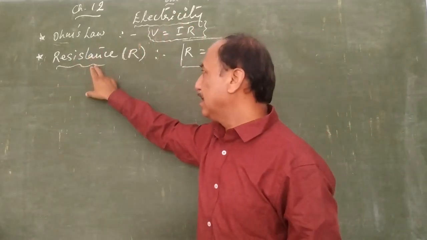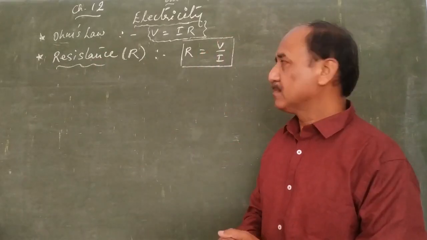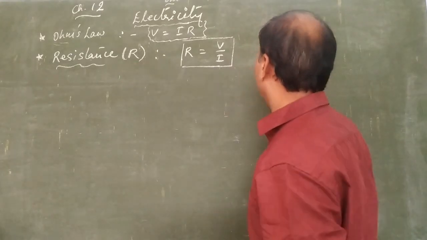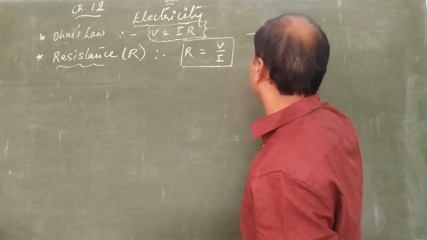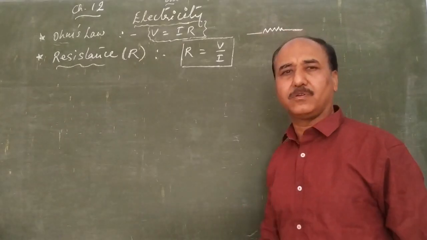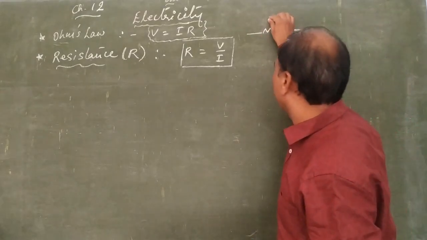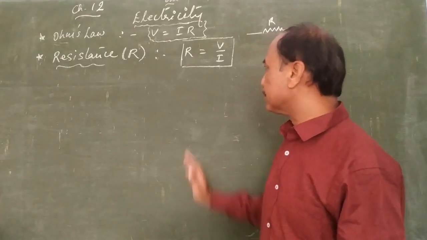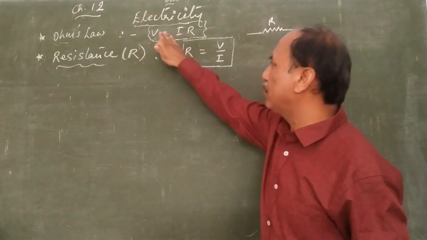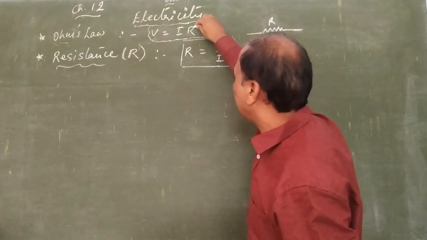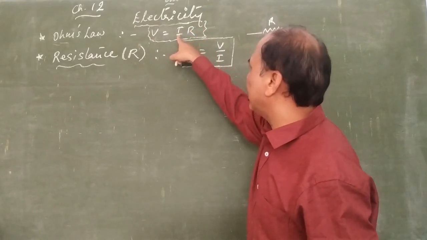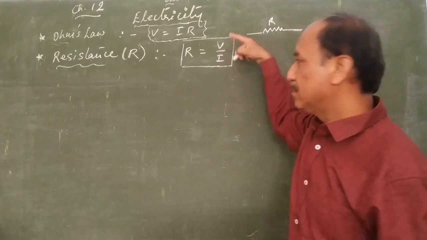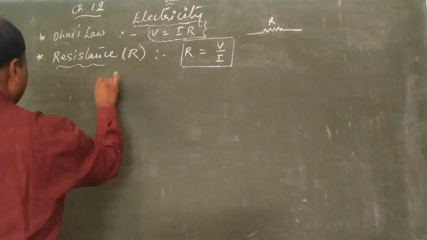Today we are going to study what resistance is. Resistance is represented by capital R, and we can show the resistance in the form of a small circuit symbol here, having a tail end and the main end. This expression we can obtain from Ohm's law. When you remove the I from here, R is V by I. It is a ratio.